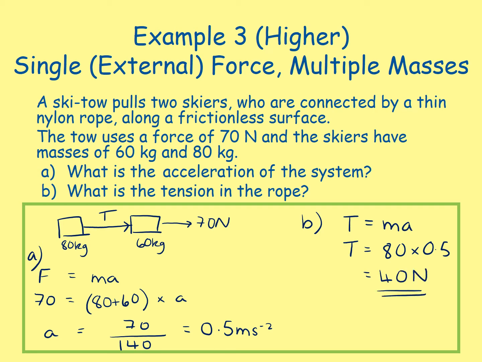Depending on how the question is given, in this case, we just decided that the 80 kilogram skier was behind the 60 kilogram skier. If they were the opposite way around, you would be getting a different answer for this, so it just depends how it's phrased in the question or what little diagram you are given.